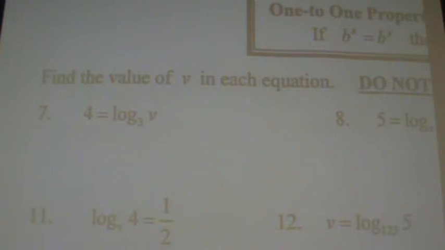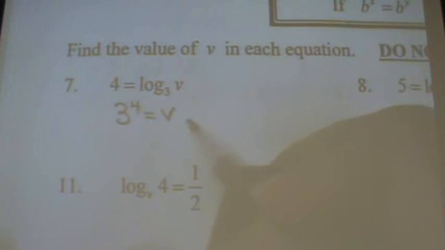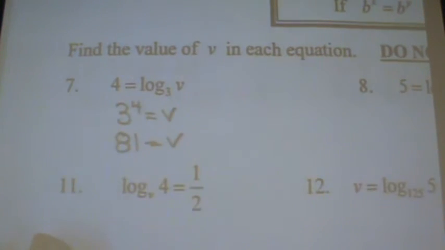So how would you do the first one? What's the exponential form for number 7? 3 is the base, 3 to the 4th power is V. Well, do you know what 3 to the 4th power is? What is it? 81. There you go.